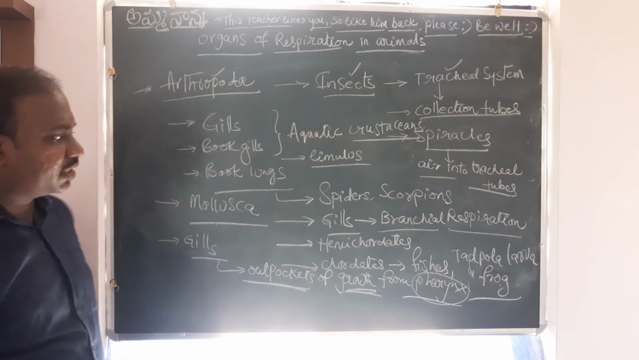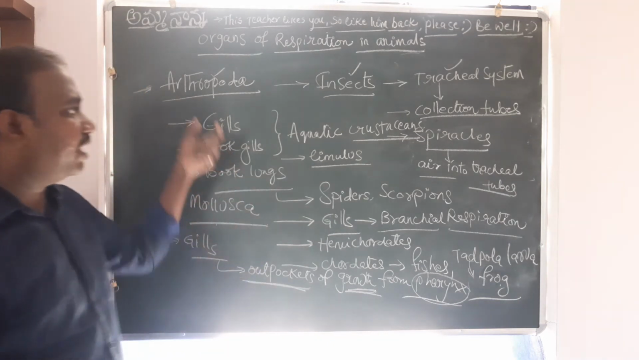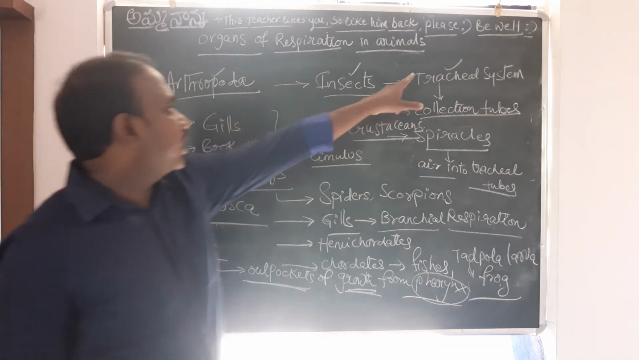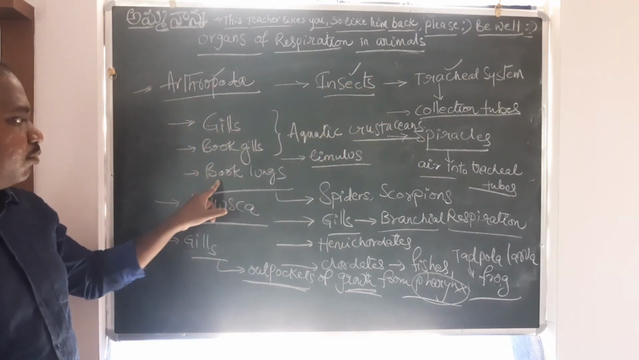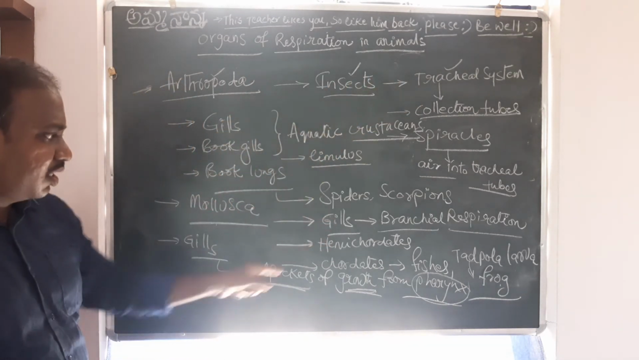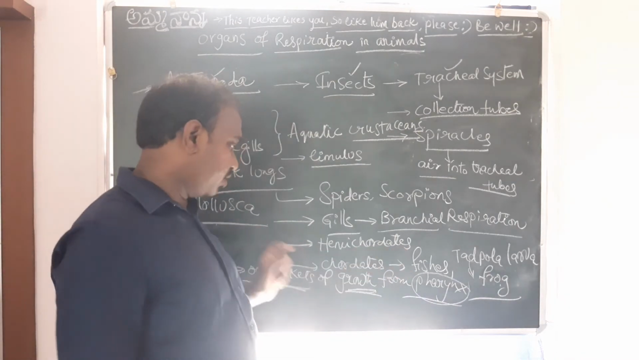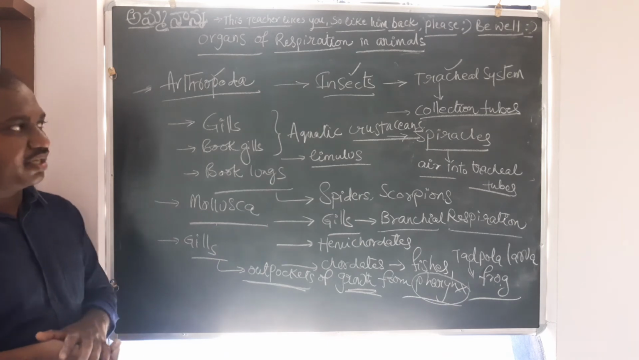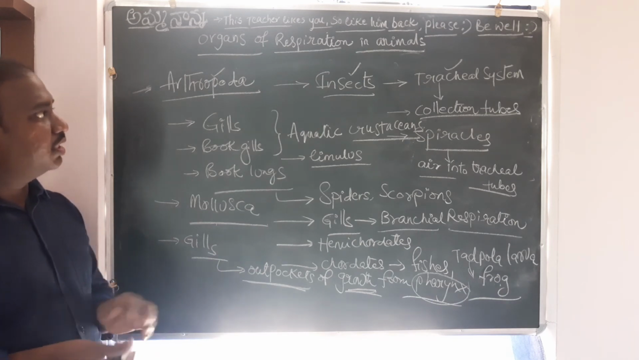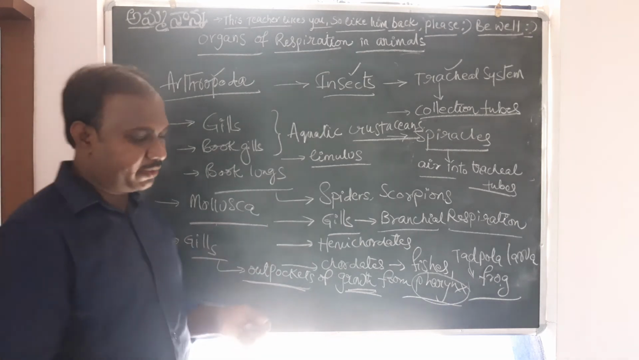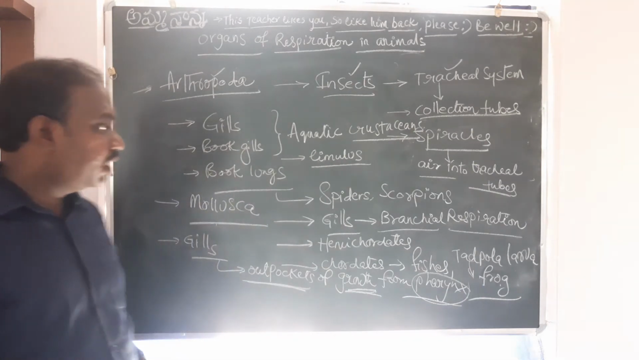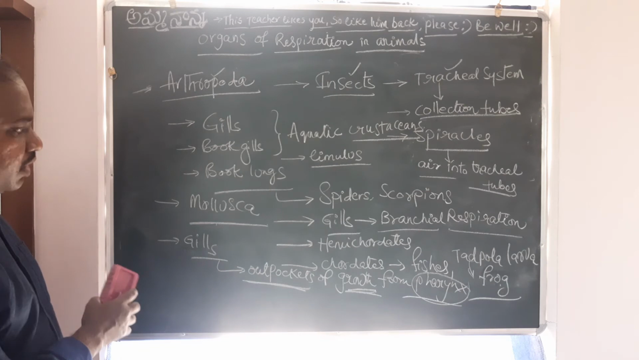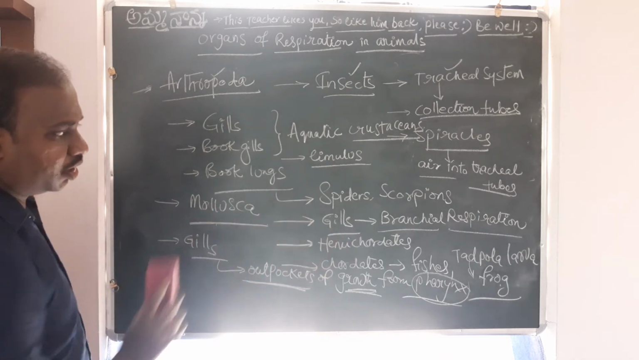Yes, those are some of the organs for the exchange of gases in animals. In arthropoda, four kinds: tracheae, gills, book gills, and book lungs. Mollusca, primarily gills. Hemichordates, also gills. Echinodermata is simple diffusion only. So we'll also see the echinodermata. These are the various kinds of organs. And in fishes, we also have gills.